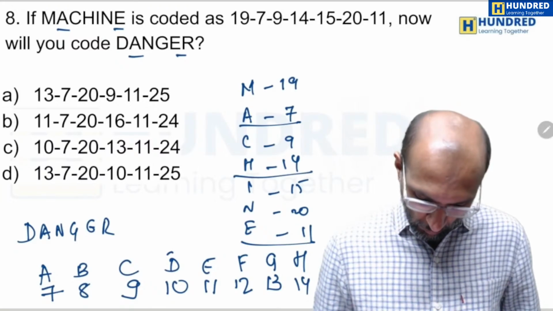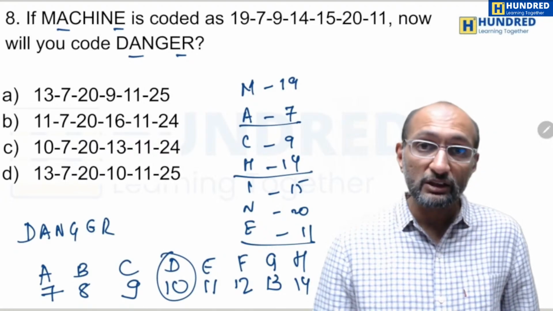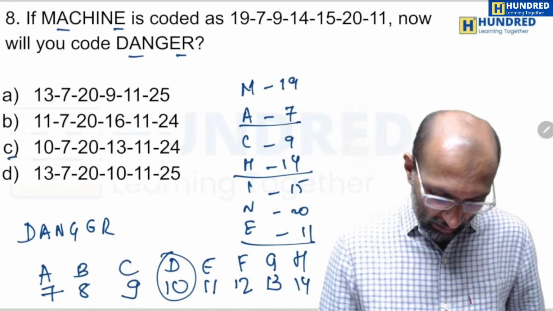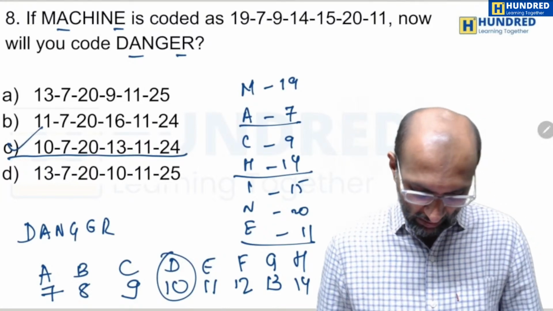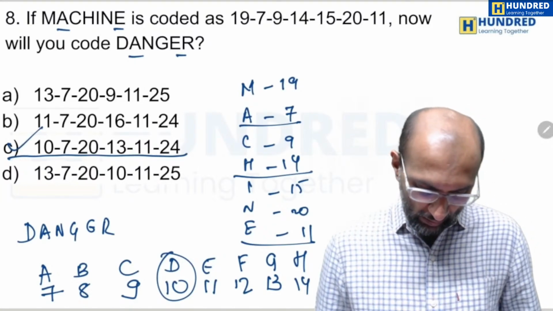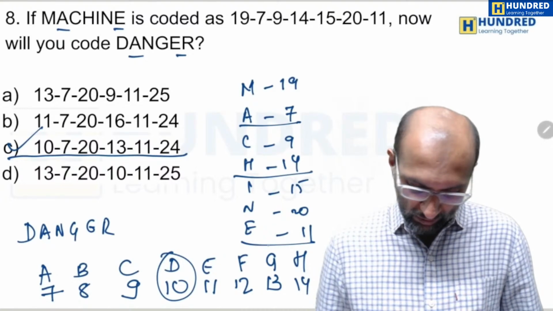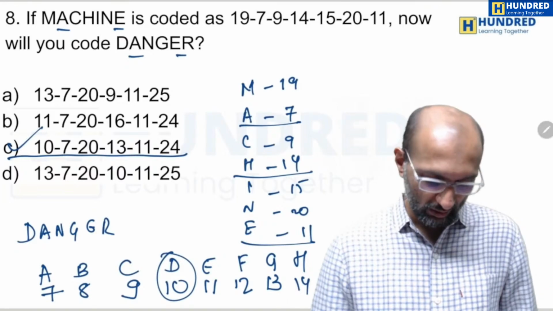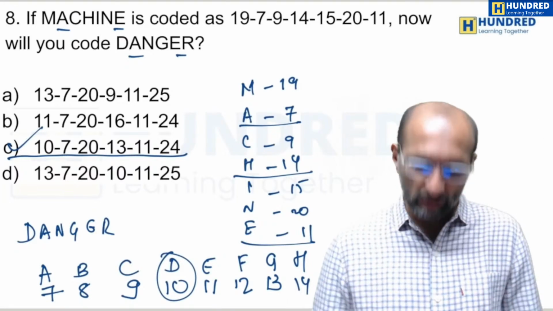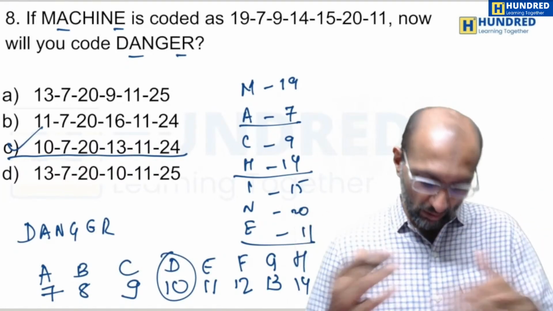Okay, so D is what? 10. But now look at the answers, there is only one option with 10. So this is our answer. And even if you want to code it, D is 10, N is 20, 13, 11 and 24. But G is also 13, which confirms that this is going to be your answer. All very simple. Using the answers, you are quickly solving and going ahead.